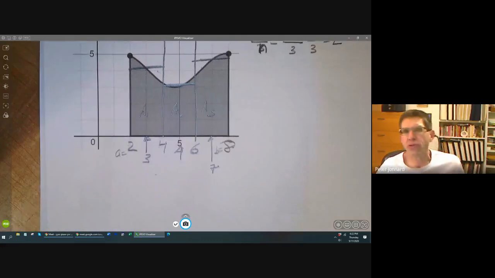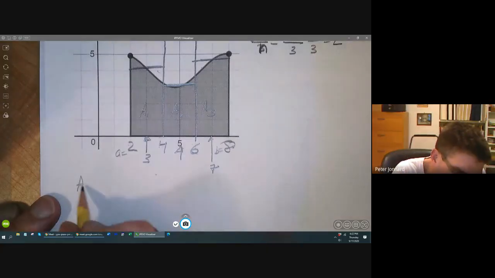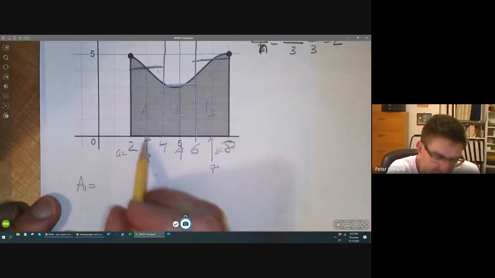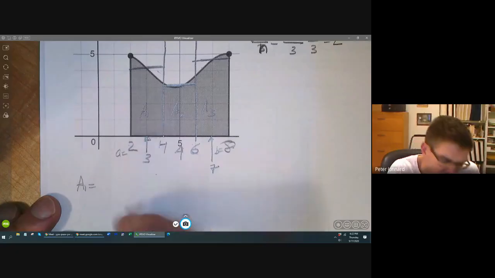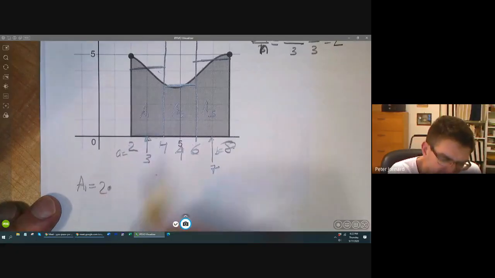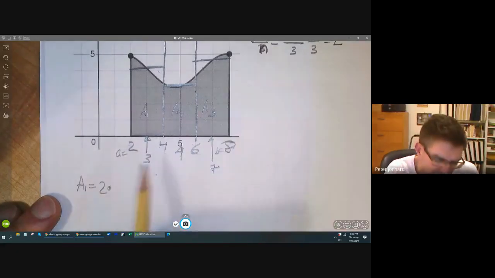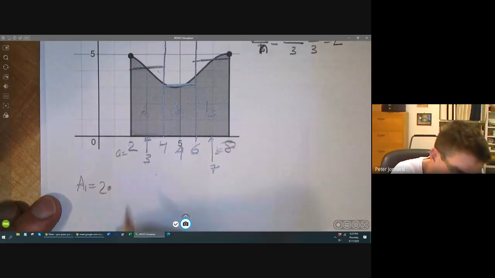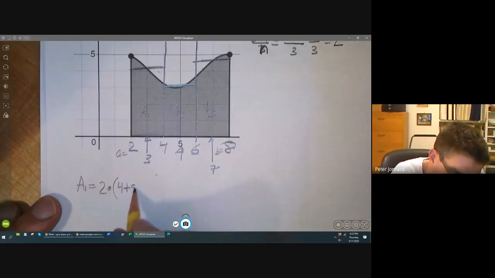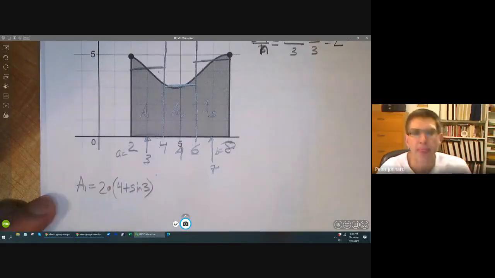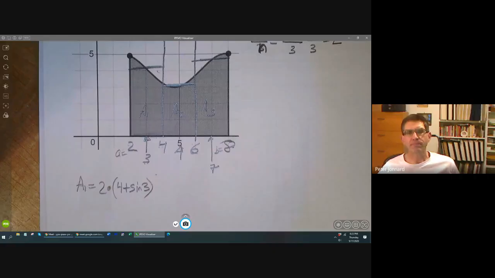You're expected to do 3 decimal places of accuracy. So what I would do is calculate everything to 4 or 5 decimal places and then do your rounding at the end, okay? So area 1 is equal to the base, this is 2 units wide, times the function evaluated at 3, that midpoint value. So that would be 4 plus the sine of 3. That's the y value here at 3.